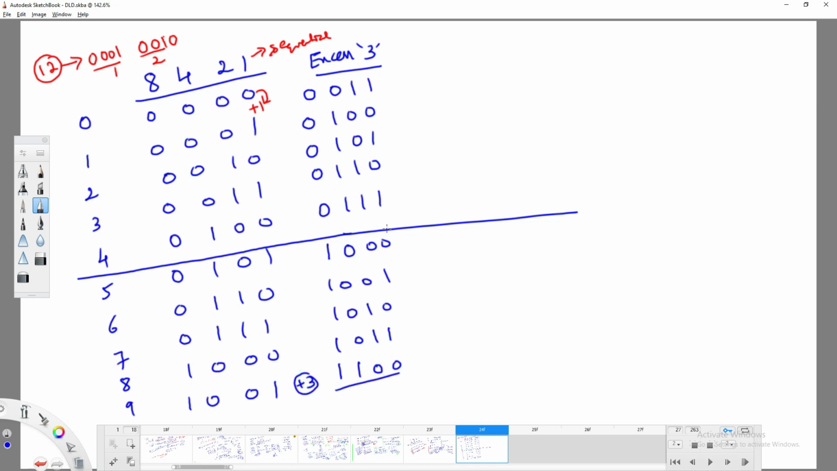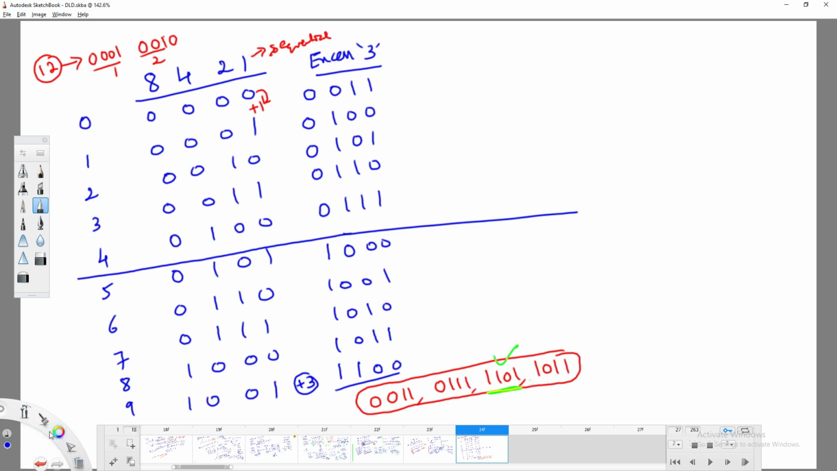So what is the range of the Excess-3 code system? 0 to 9 only. The range of the Excess-3 code system is also from 0 to 9, but the way they store it is different. If somebody asks you, for example, 0011, 0111, 1101, and 1011, which of the following is not an Excess-3 code? What is your answer? 1101. Because in the Excess-3 code system, what number is not possible? 13 is not possible. Up to 12 only it is possible. So this is the correct answer.